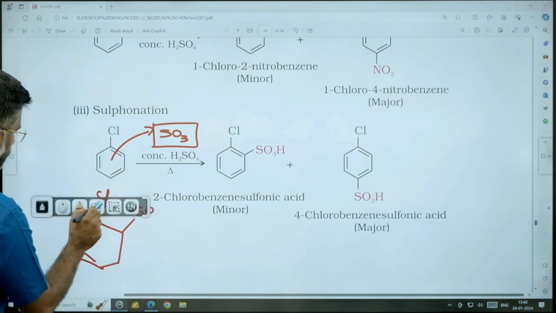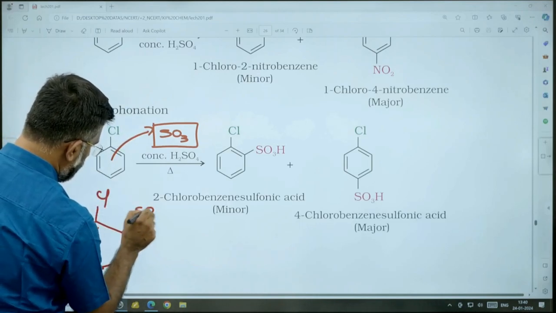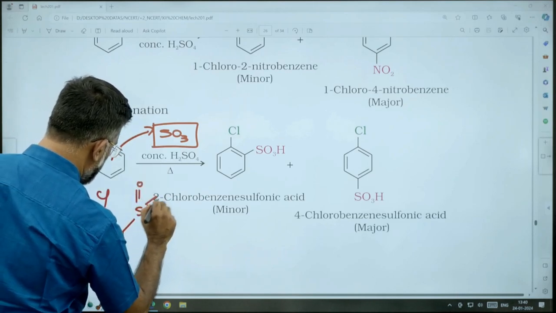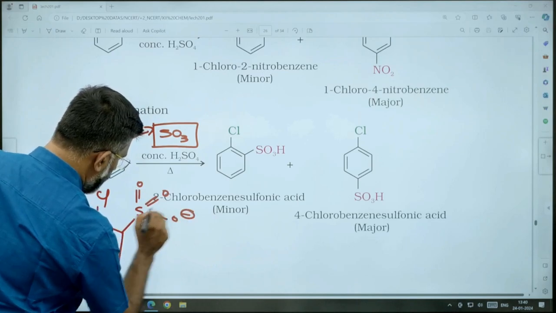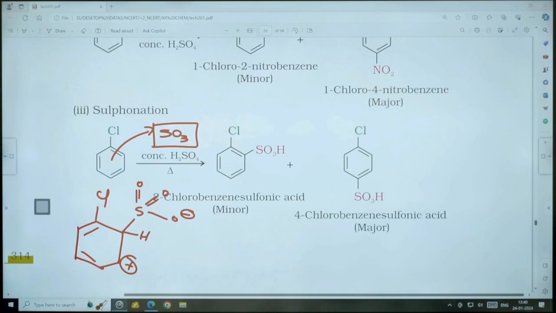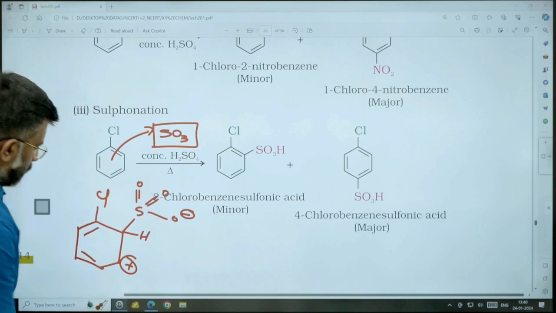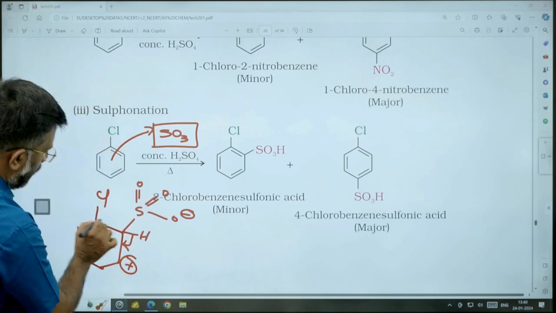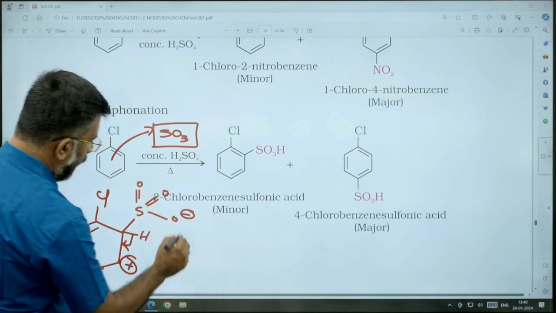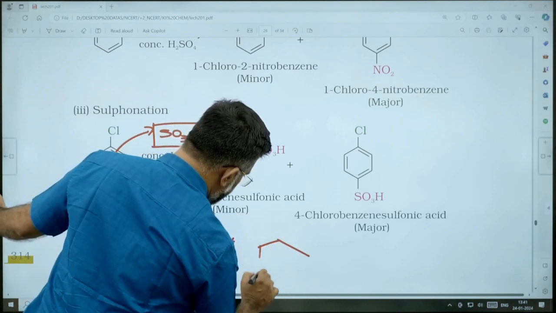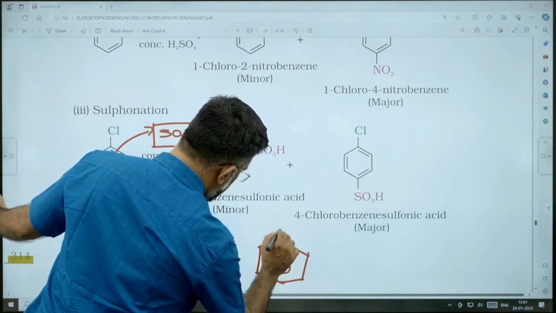SO3 and hydrogen. This is the intermediate formed at the ortho position and para position. Now this bond is breaking, and the ring gets its aromaticity back, and the proton goes. The oxygen anion will absorb H plus from the solution, and the net result will be the ortho sulfonic acid product.